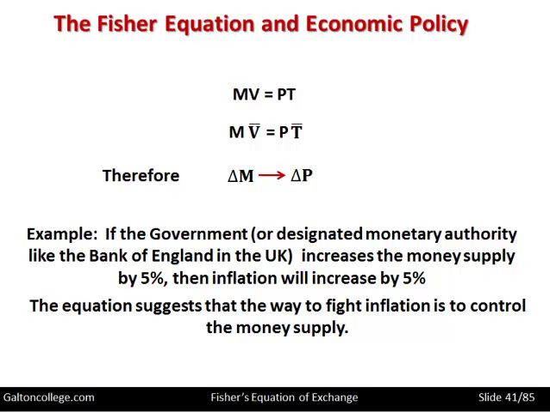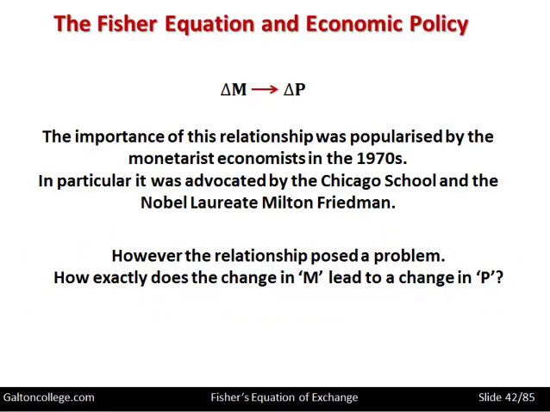So the equation suggests that the way to fight inflation is to control the money supply. So if a government has got high rates of inflation, the way to fight it is by reducing the money supply. Delta M leads to delta P.